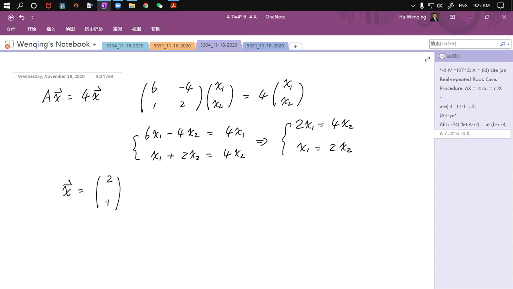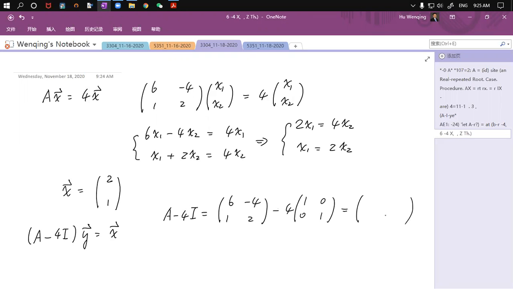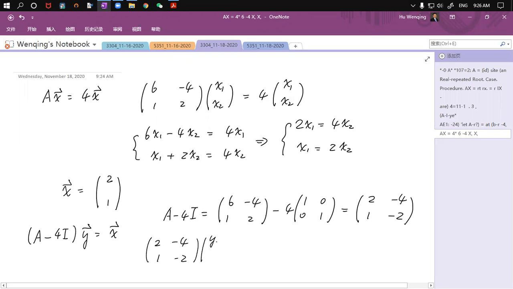Now, given that first vector x, you're going to look for y, right? So the y is going to satisfy (A minus rI)y equal to x, but r is equal to 4, the eigenvalue is 4. So (A minus 4I)y is equal to x. Is that good, family? So you want to look for A minus 4I, which is the matrix 6, -4, 1, 2 minus 4 times the identity 1, 0, 0, 1. So that's going to be 6 minus 4 is 2, -4, 1, and 2 minus 4 is -2. Multiplied by y1 and y2, it's going to be equal to the vector 2 and 1. So that gives the equations 2y1 minus 4y2 is equal to 2, and y1 minus 2y2 is equal to 1.